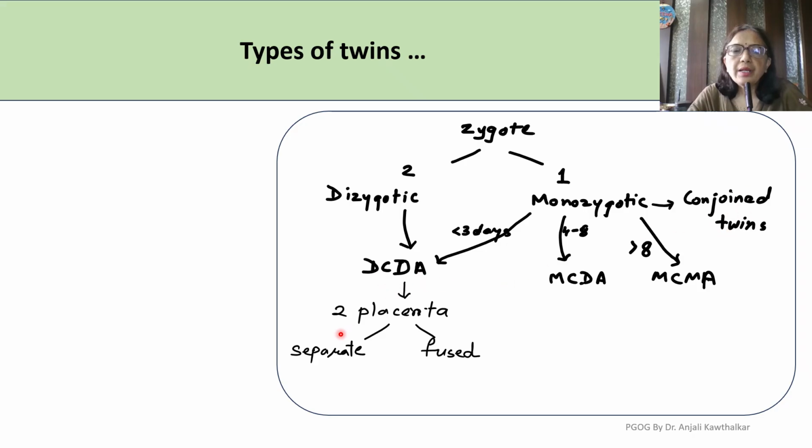In DCDA, the number of placentae is two, and these can be seen on ultrasonography as separate placental tissue, or sometimes there can be confusion because they can be fused and look like a single placenta.